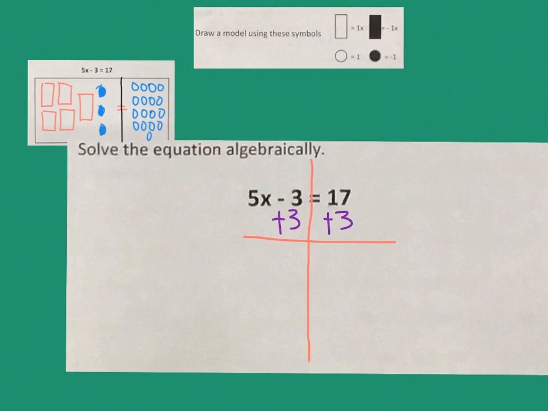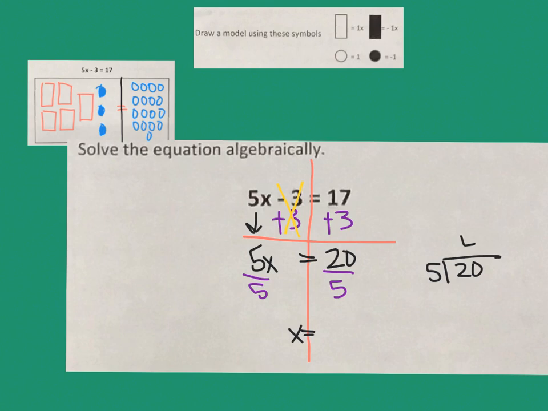Then 17 plus 3 is 20. And I'm going to bring down the 5x. Okay, these two things cancel each other out. Now it says 5x equals 20. The last step, I need to figure out what do I multiply 5 by to get 20. Some people may just know it. If not, you're going to divide. And 5 divides into 20 4 times. I could make a dividing problem if I didn't know. But my answer would be 4.